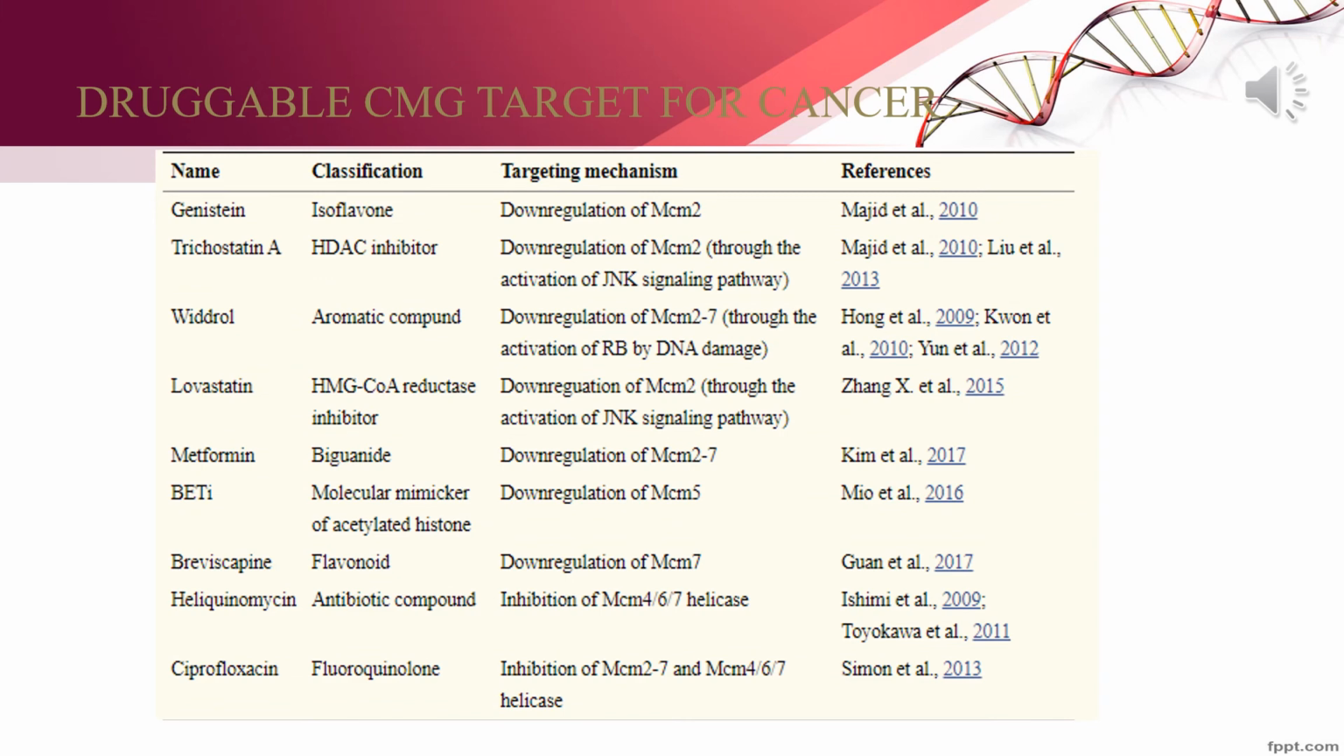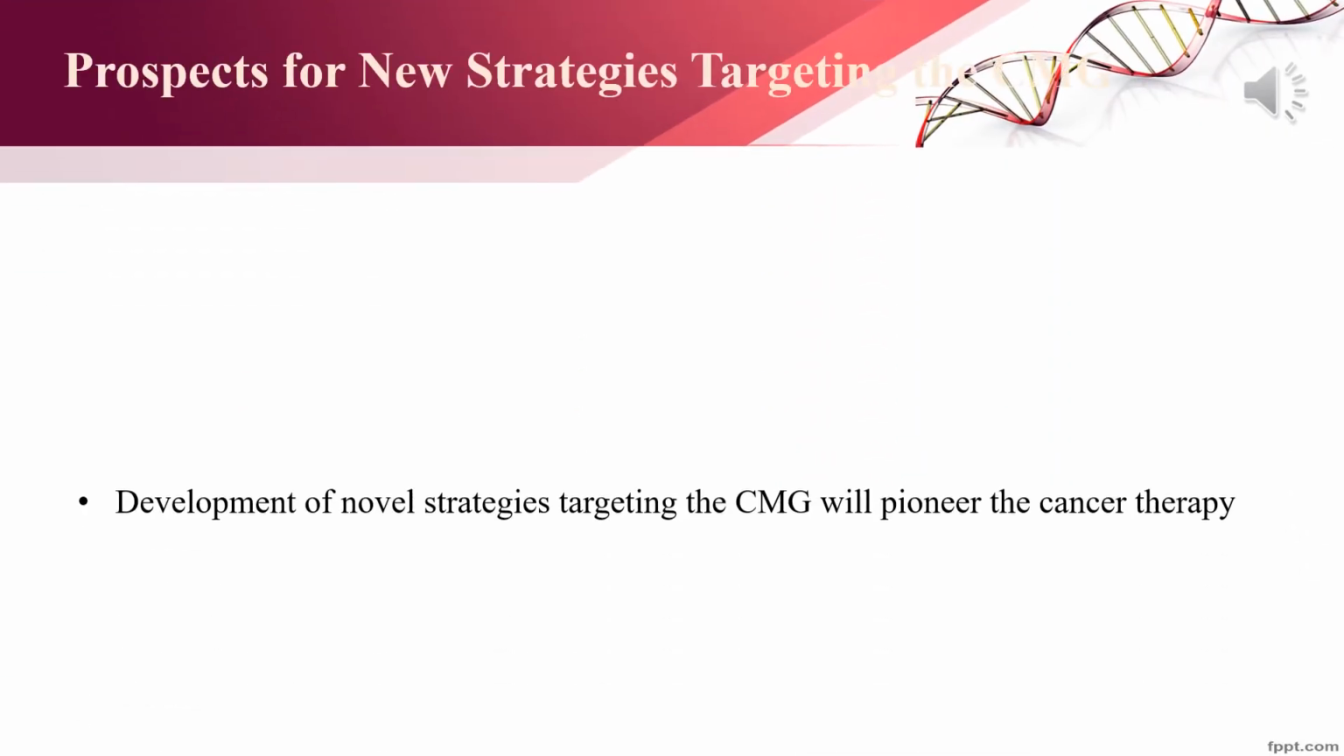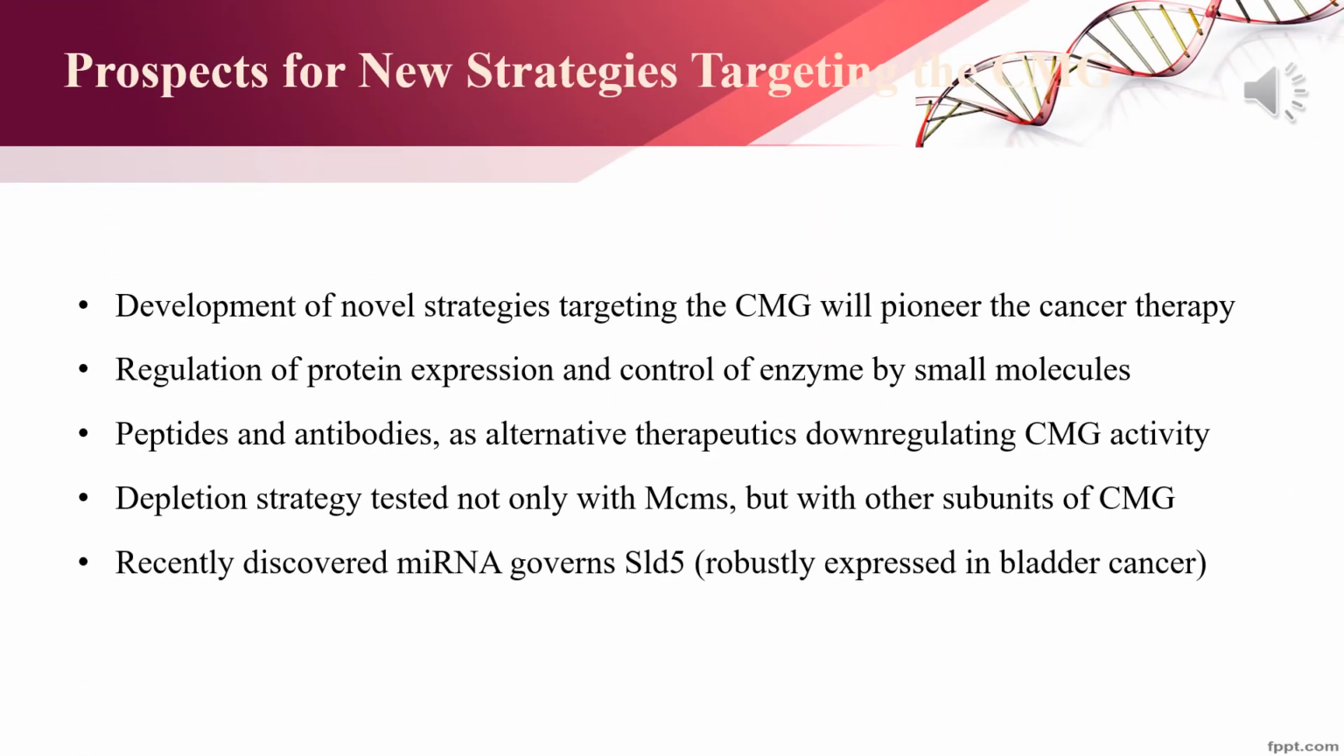This table shows the druggable CMG target for cancer and its targeting mechanism. The development of novel strategies targeting the CMG will shed light on the field of cancer therapy. Currently, most strategies are based on the regulation of protein expression and control of the enzymatic activities by small molecules. However, peptides and antibodies could be used as an alternative to small molecule-based therapeutics in downregulating CMG activity.